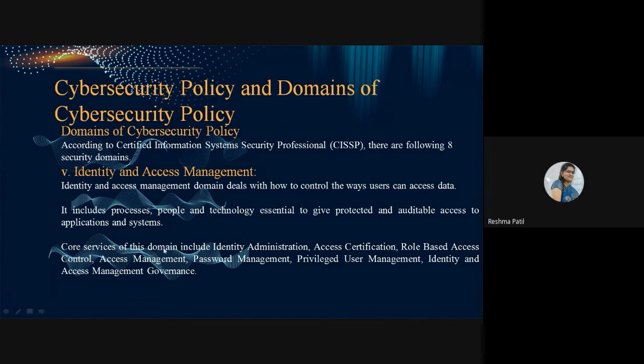Then the core services of this domain include identity administration, access certification, role-based access control, access management, password management, privileged user management, and identity and access management governance. So all these points will be covered under this domain, identity and access management. Here you have to think that only an authorized person can access your information or your critical assets. That part will be covered under identity and access management.